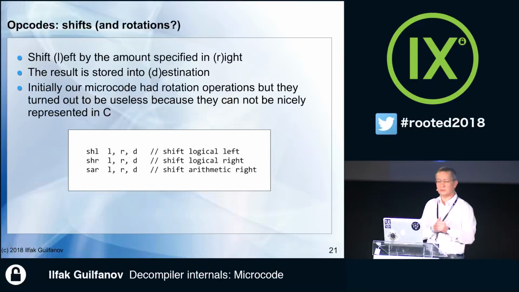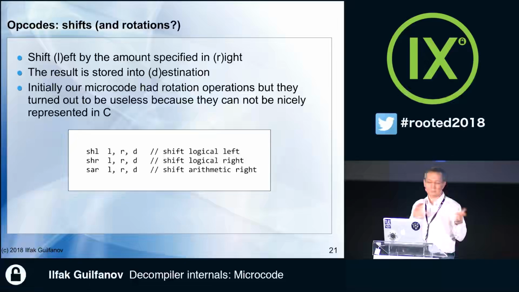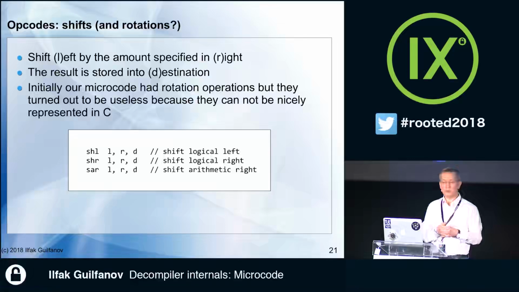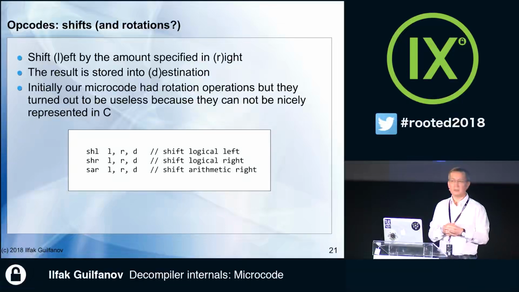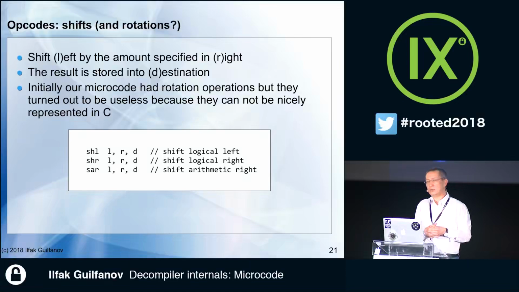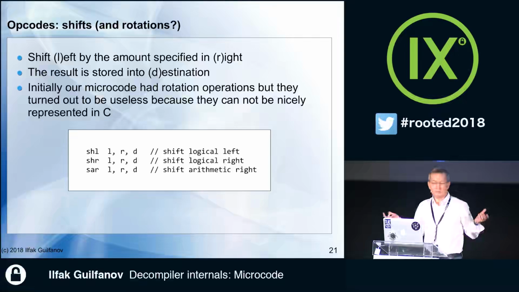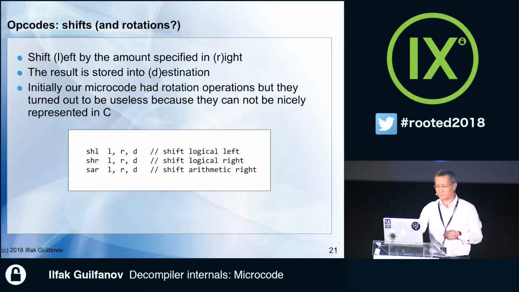We have a group of shifts, so we can shift a value to the left, to the right, shift to the right logically or arithmetically. By the way, in the past we used to have rotations, rotate to the left, rotate to the right, but we understood that it's no use because it's impossible to do anything with the rotation. There is no corresponding operation for rotations in C or C++, and therefore we just decided to drop them.